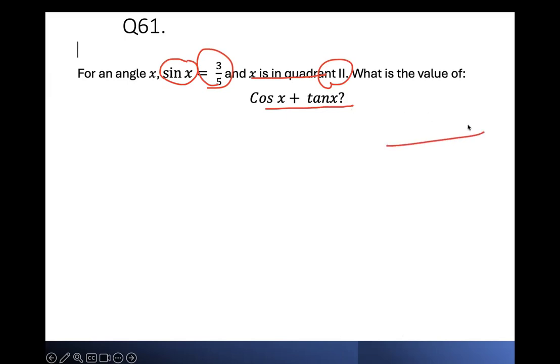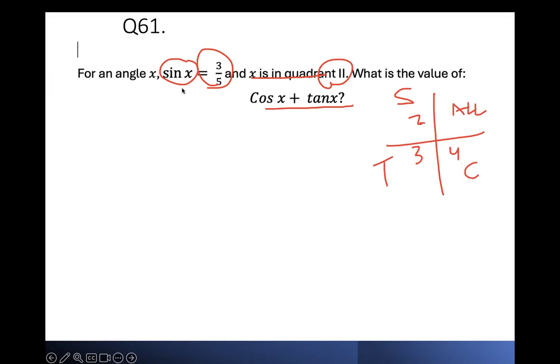Let me show you the quadrant. Quadrant 1 is here. The quadrants go anti-clockwise: 1, 2, 3, and 4. That's the quadrant. At quadrant 1, everybody is positive. Quadrant 2 is the sine that is positive. Quadrant 3 is the tan that is positive. Quadrant 4 is the cosine.